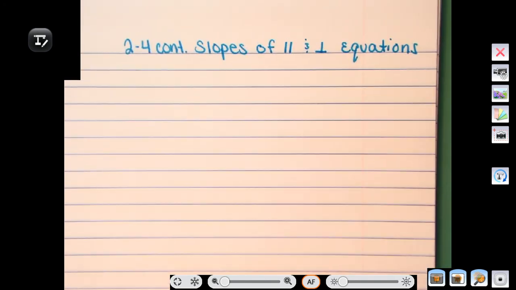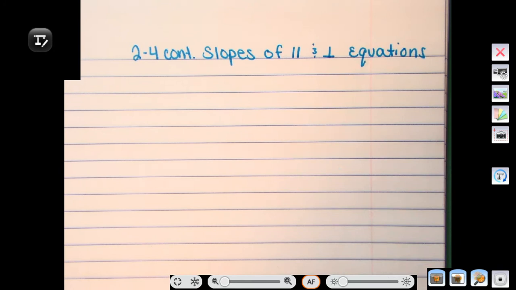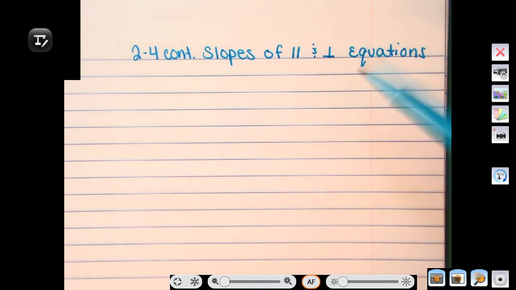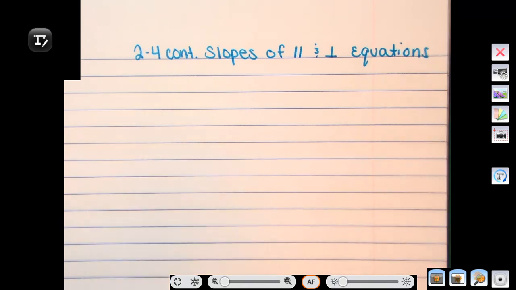Today's lesson will be a continuation of 2-4, slopes of parallel and perpendicular equations. So we're still going to be looking at parallel and perpendicular lines. However, we're going to be looking at the equation of the line rather than looking at the points that we get from a line. We're going to look at the equations.